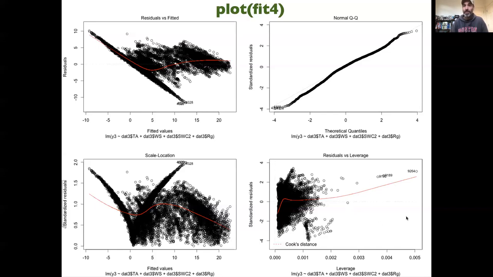So it's telling you high leverage points, and here it's giving you the actual row numbers. That's actually worth noting: any numbers that show up on these plots are going to be row numbers in your data set. So this is showing you which data points have the highest leverage in terms of affecting your overall model fit. And then it's plotting that against your residual. So here, these points that have the highest leverage also have very positive residuals.